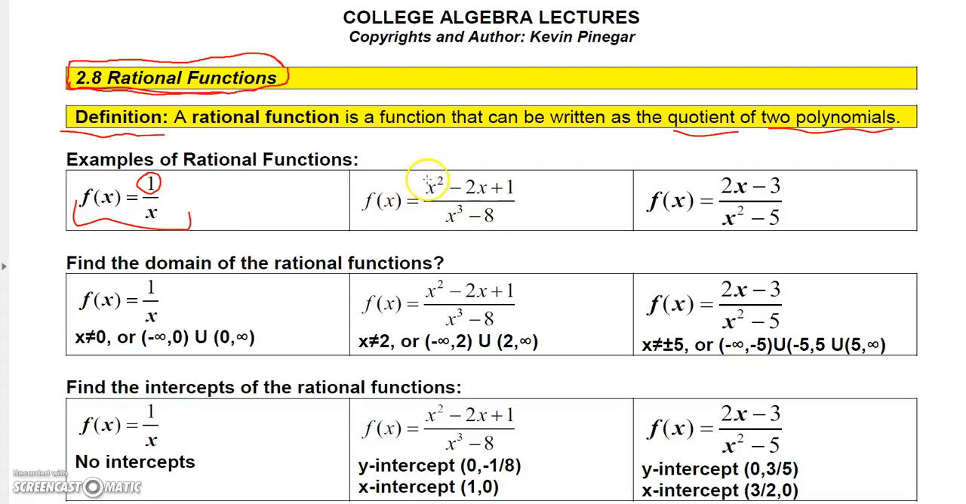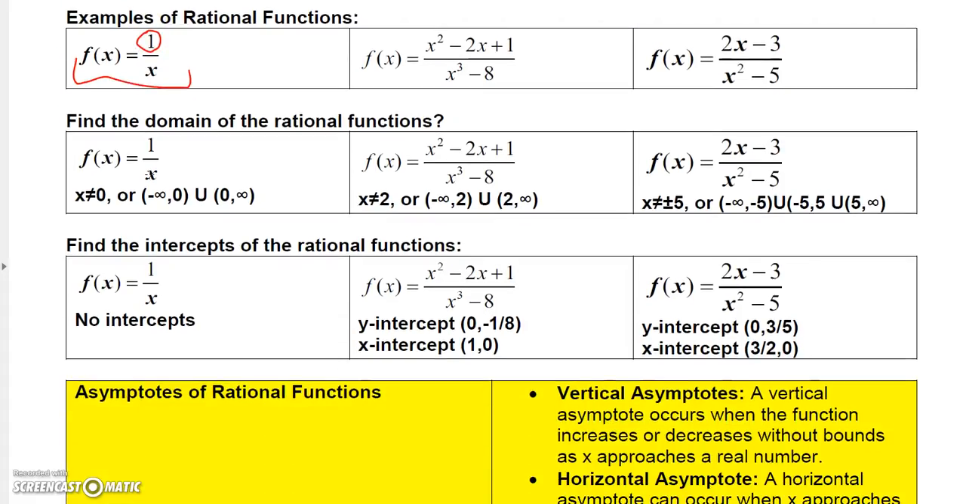This next one on top, in the numerator you have a quadratic function, and in the denominator you have a cubic function. So this is a polynomial over a polynomial. And then over here you have in the numerator a linear function, and in the denominator you have a quadratic function. So all of these represent rational functions. Now, can you find the domain of these rational functions? Well, we've covered this extensively, so I won't spend a lot of time on it.